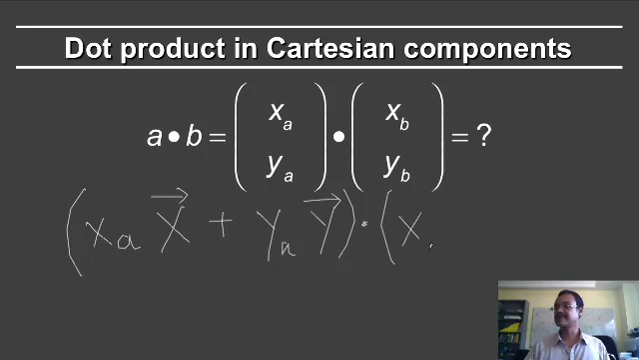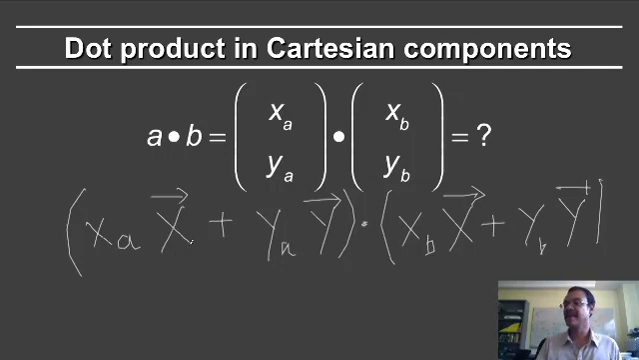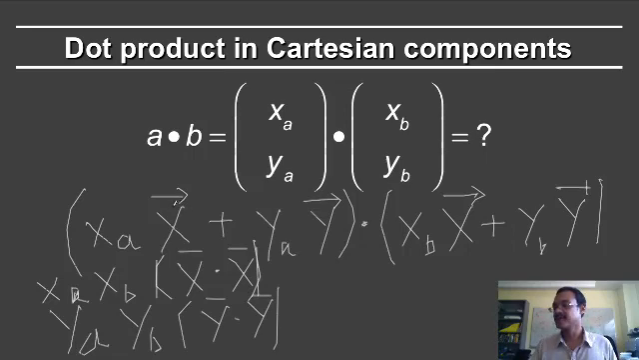And B will be written as xB times the x vector plus yB times the y vector. If we now consider and expand these things out, we have the following. So we have xAxB times x dot x, and I can also include the yAyB term, and that will multiply y dot y. Finally, I can include the x dot y terms, and so I can write plus x dot y, and that will be multiplied by xAyB plus xByA.